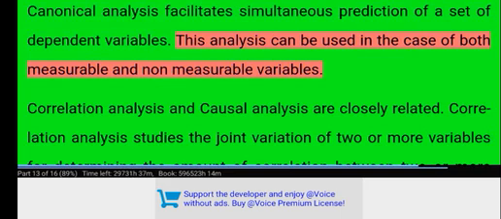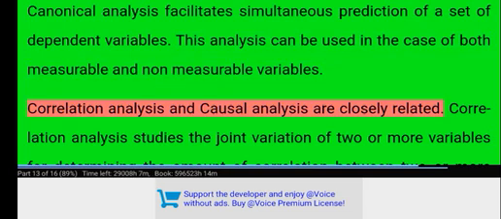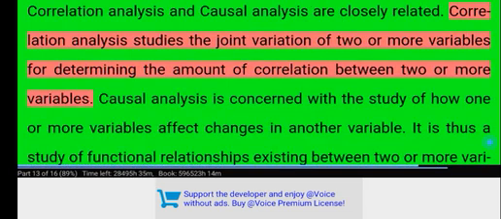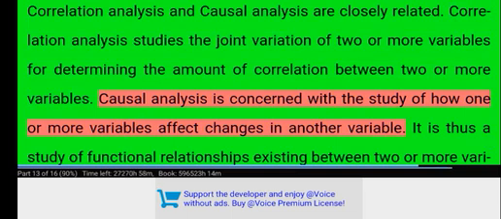This analysis can be used in the case of both measurable and non-measurable variables. Correlation analysis and causal analysis are closely related. Correlation analysis studies the joint variation of two or more variables for determining the amount of correlation between two or more variables. Causal analysis is concerned with the study of how one or more variables affect changes in another variable.